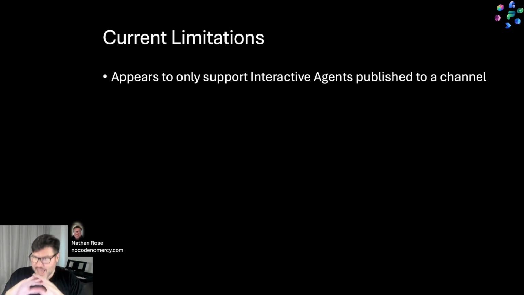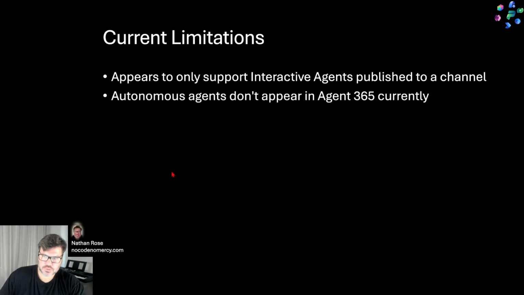So I have built lots of agents in Copilot Studio over the last couple years, but I've only got 3 that are actually published to a channel and interactive in nature, which is why those were the only 3 that showed up. So that's what appears in Agent 365. Autonomous agents aren't showing up in there currently, at least as near as I can determine.